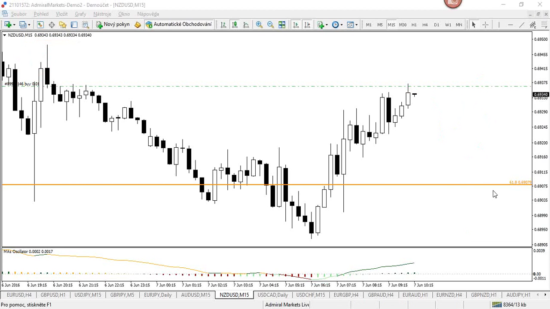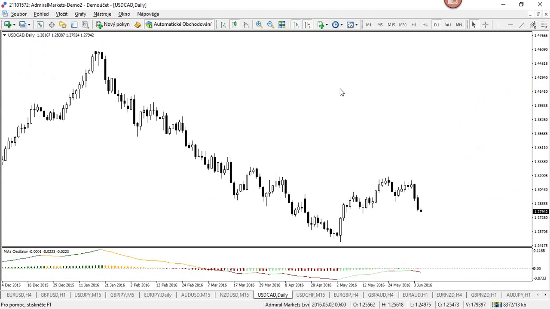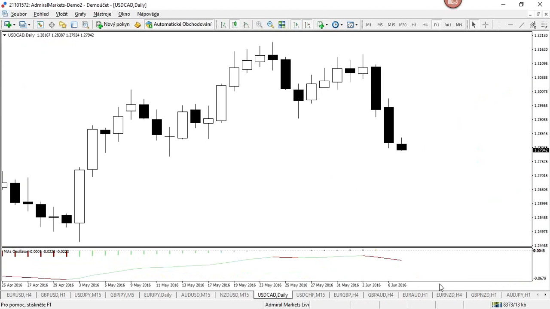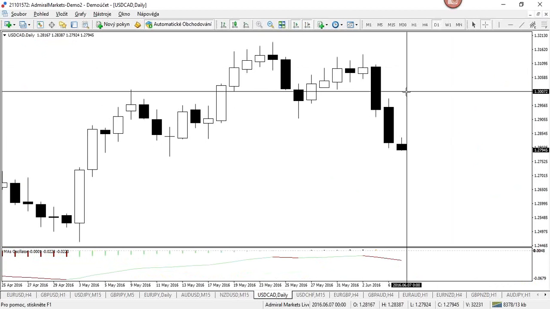All right. Next one. Dollar CAD, also bearish trend at this moment. Looking at this candle, very clear. Two bearish candles, closes near the low, strong candles. Obviously, strong price action is strong bearish, right?